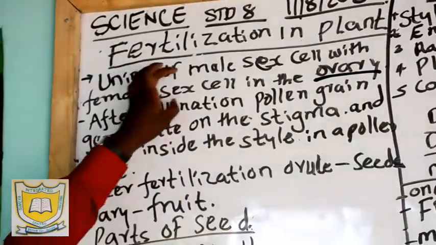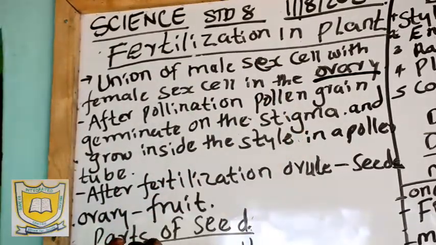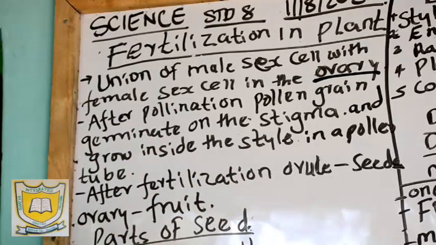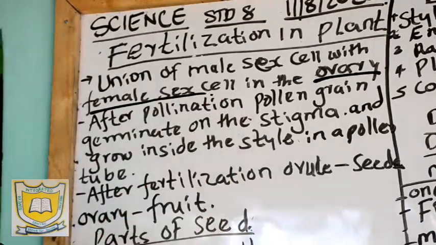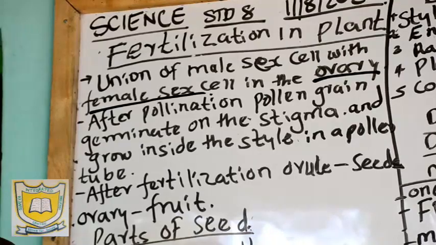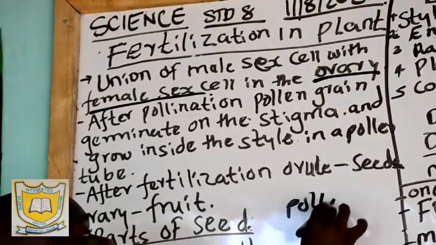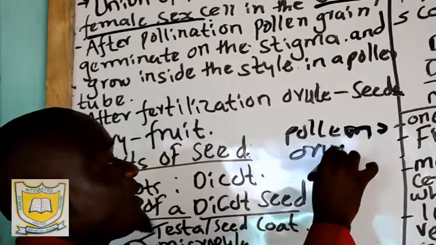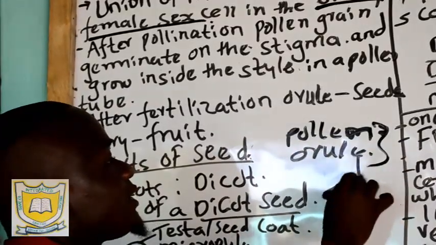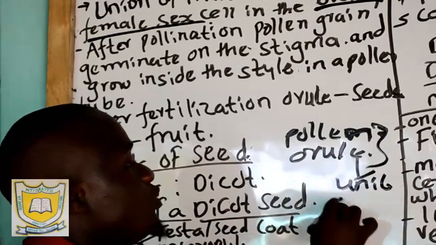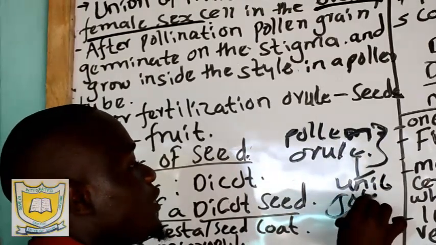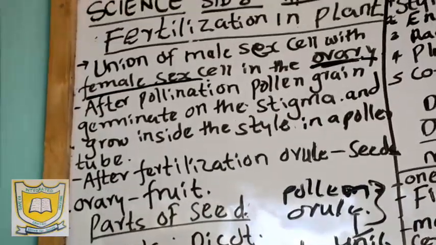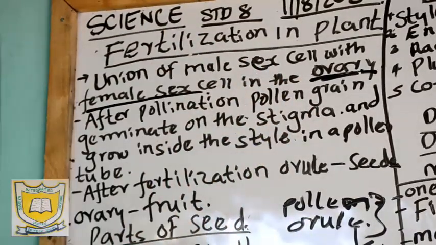The male part of the plant is the pollen grain, which is the male sex cell. It fuses with the female sex cell, and the female sex cells in the plant are the ovules. We have the pollen grain as the male sex cell, then we have the ovules as the female sex cells. Now the two unite, or join each other, in the ovary. When they join each other or unite, that is what we define as fertilization.